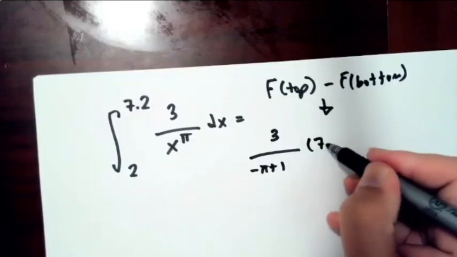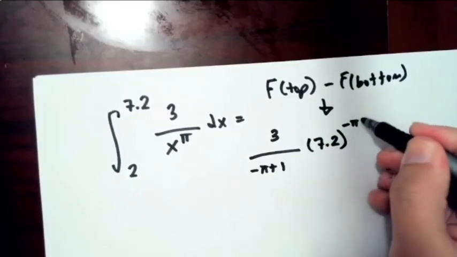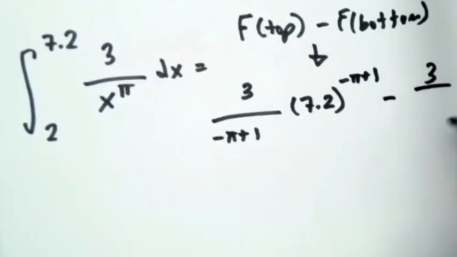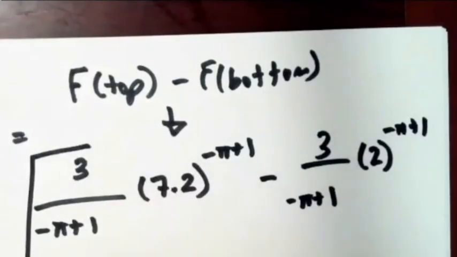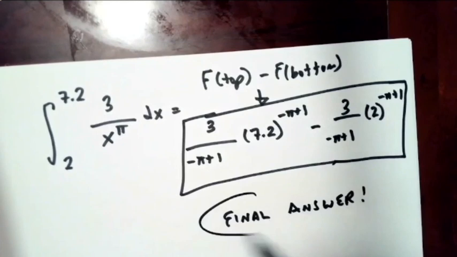Now to find our answer, we just take the difference between the two numbers that we just found. It's kind of a mess to say and kind of a mess to write, but not too bad because we're just combining the pieces that we had. This is going to be 3 over negative pi plus 1 times 7.2 to the negative pi plus 1, minus 3 over negative pi plus 1 times 2 to the negative pi plus 1.